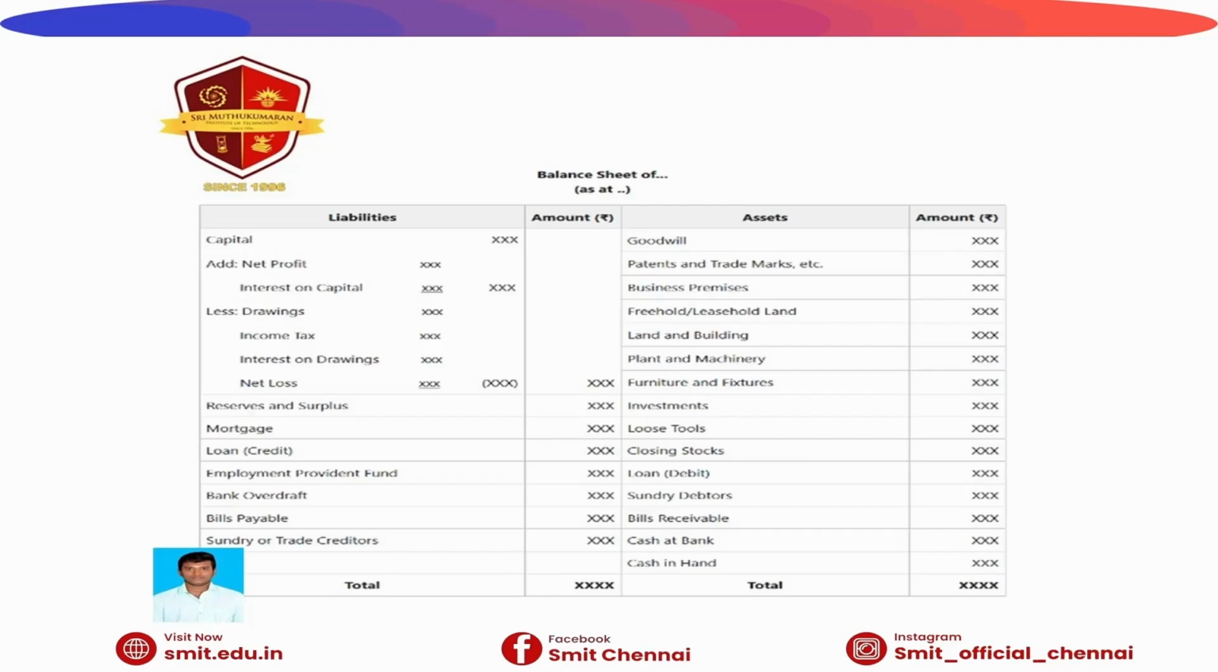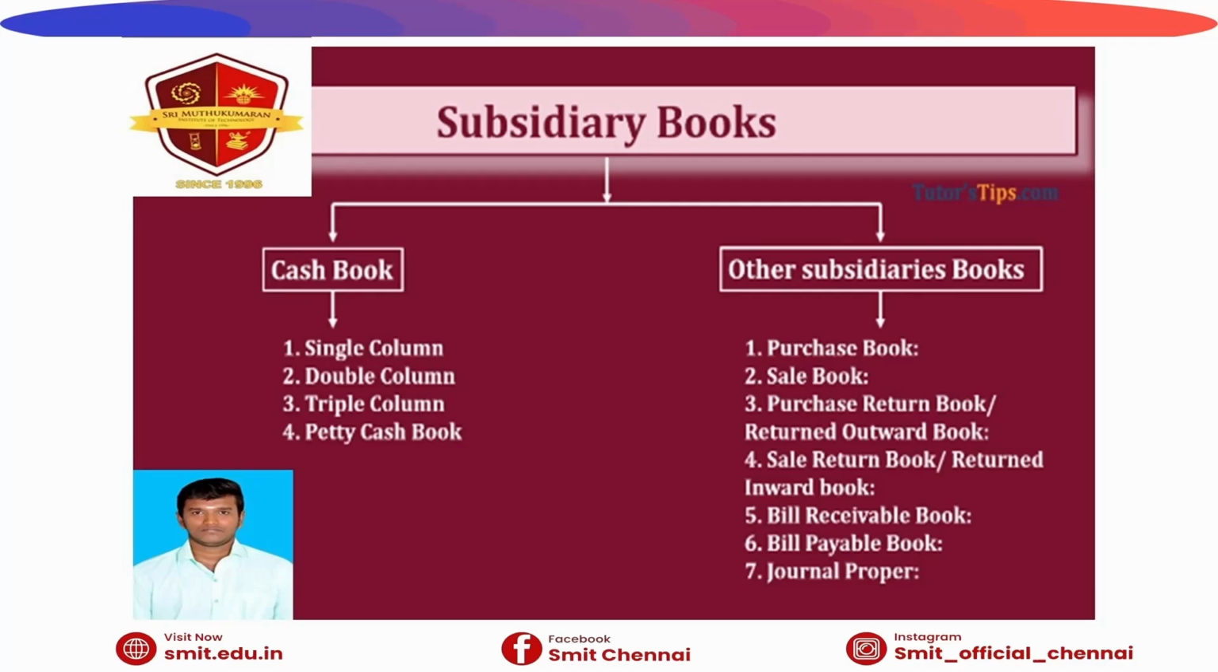And these are the types of subsidiary books. Subsidiary books are divided into two types: cash book and other subsidiary books. Cash book will be single column, double column, triple column, and petty cash book. Petty cash book, most of them are not using now. Other subsidiary books means purchase book, sales book, purchase return, sales return, bills receivable, bills paid. For every particular important transaction, they will maintain the separate books. That's the subsidiary books, and these are the types of the subsidiary books I have shown here.